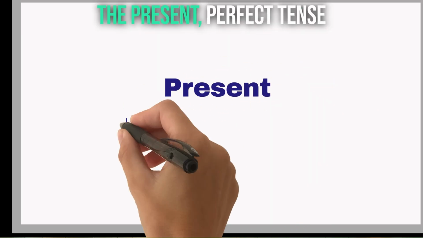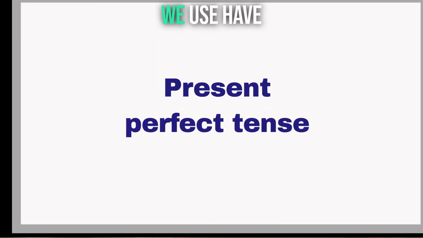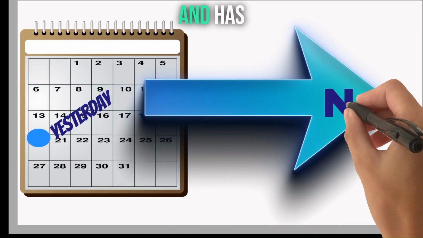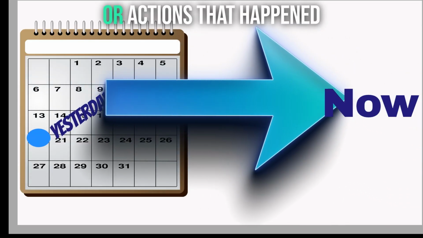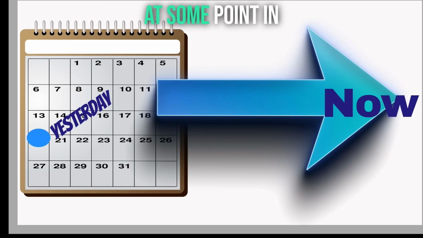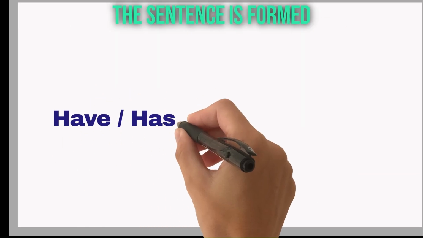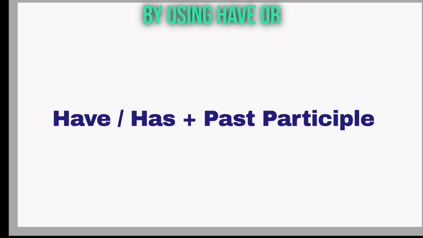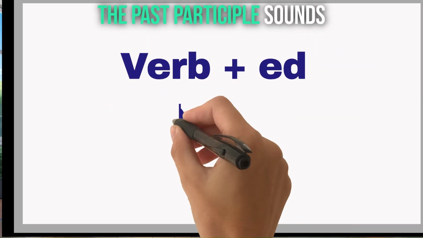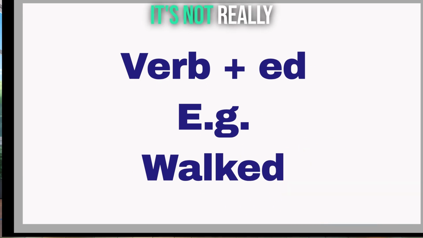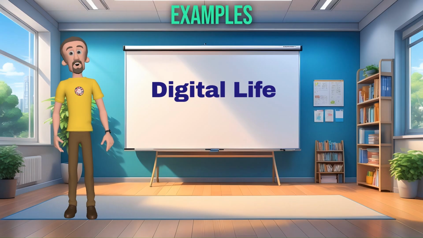Now let's look at the present perfect tense. We use have and has to talk about experiences or actions that happened at some point in the past but are still relevant now. The sentence is formed by using have or has and then the past participle. The past participle sounds complicated. It's not really. In this case, it's just the verb in the past tense, so the verb with ed added. Let's look at some examples.